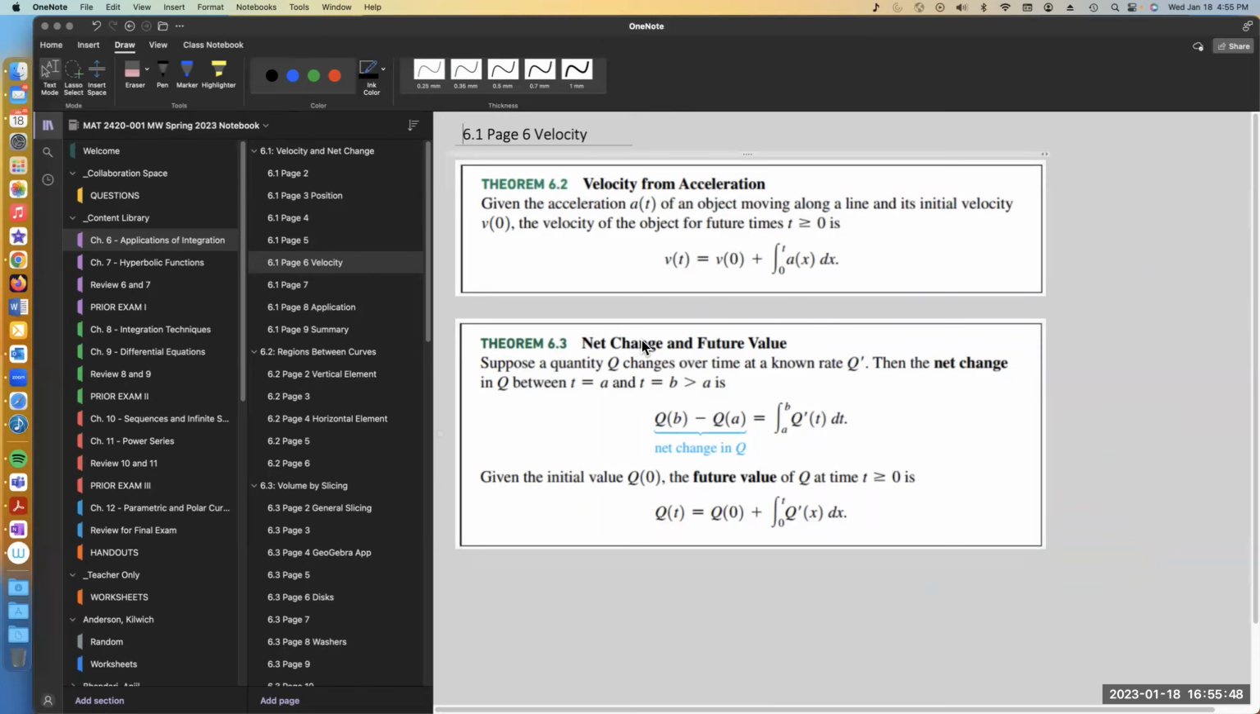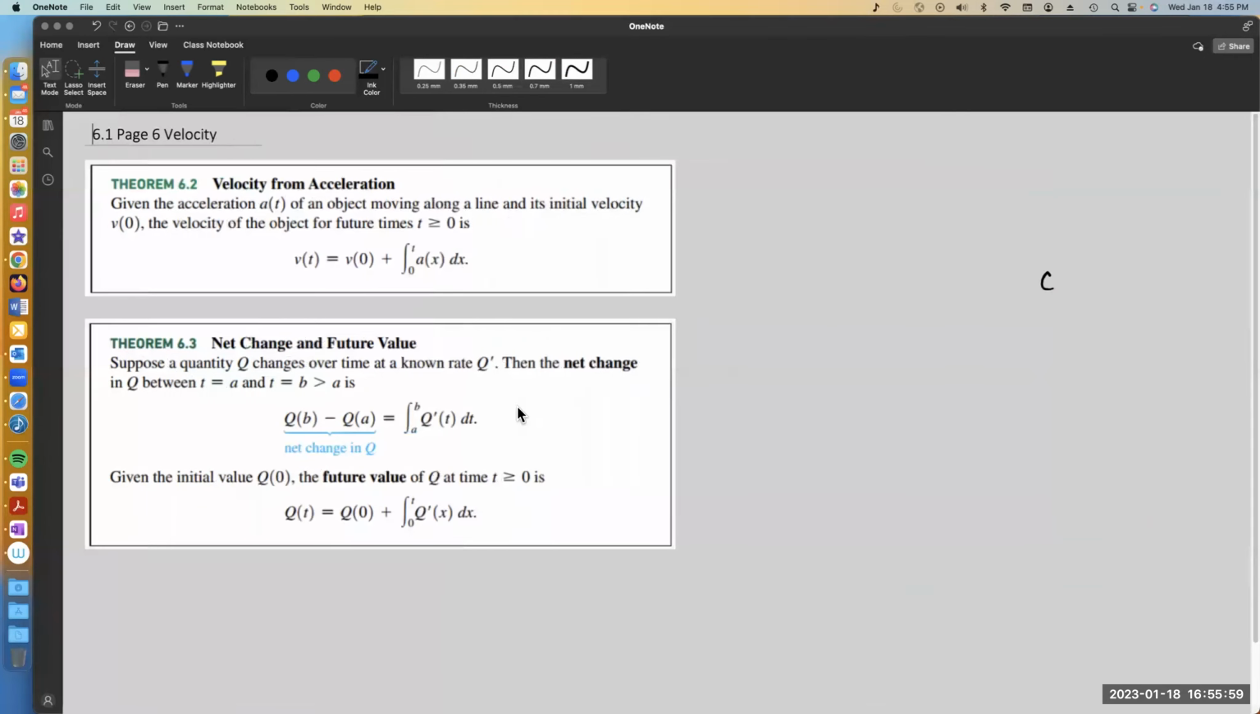Okay, so cool. All right, so this is kind of a summary. Here is the future value method. So this is what I'm going to refer to as the future value method. Or they call it the fundamental theorem of calculus method, future value method, fundamental theorem of calculus method.